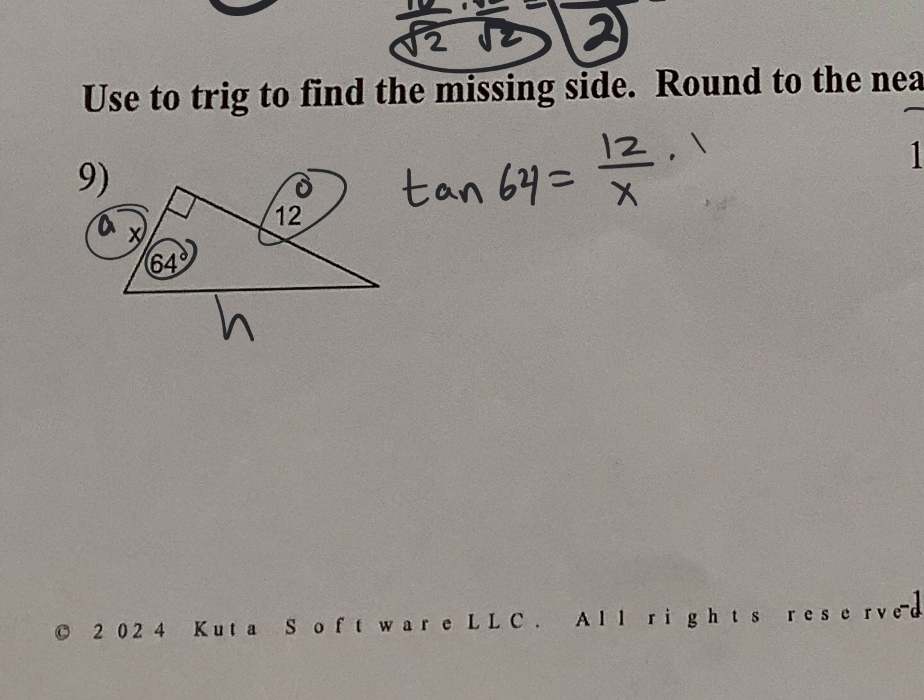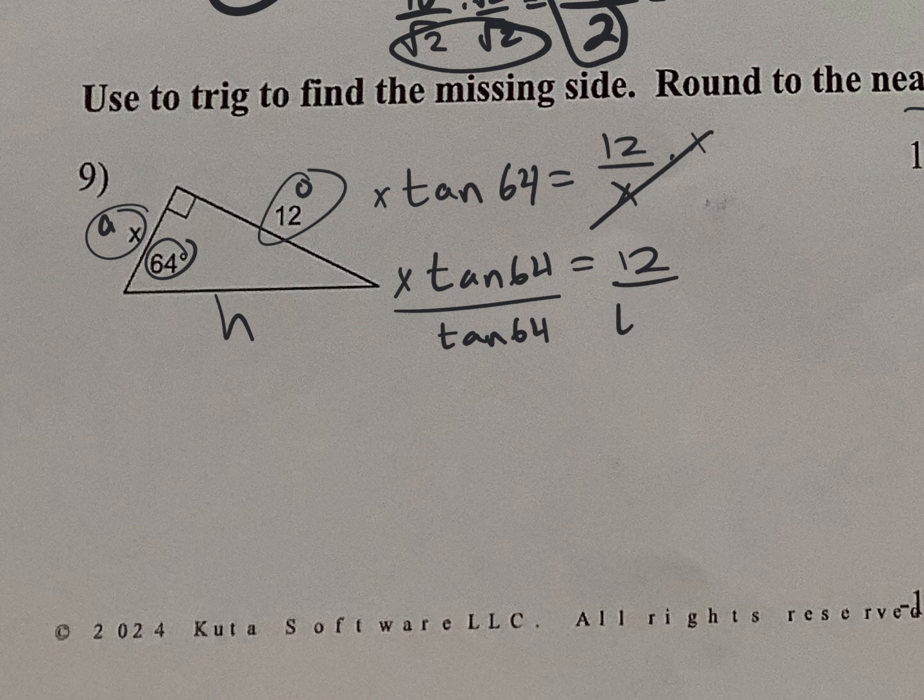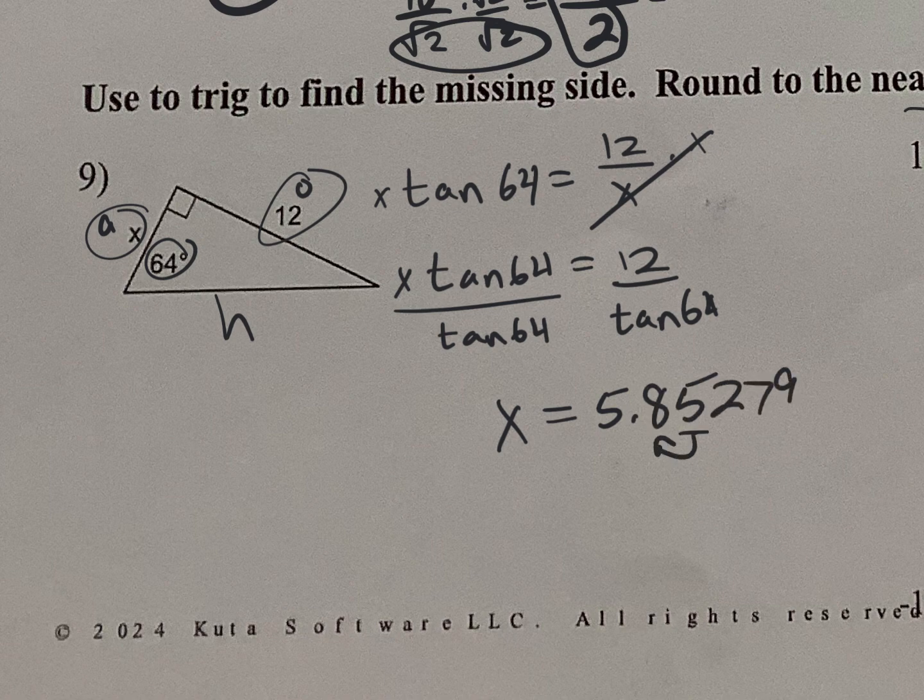Got to get x out of the denominator, so we multiply by it. And then we divide by the tangent of 64. Okay, so the 12 divided by the tangent of 64, round to the nearest tenths. Okay, so that's going to make that 5.9.